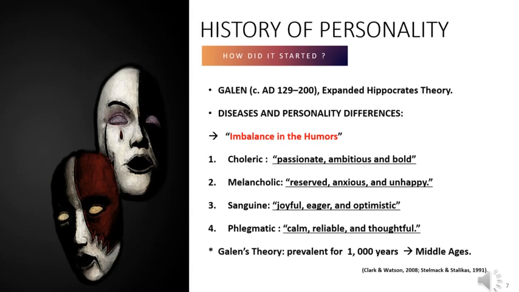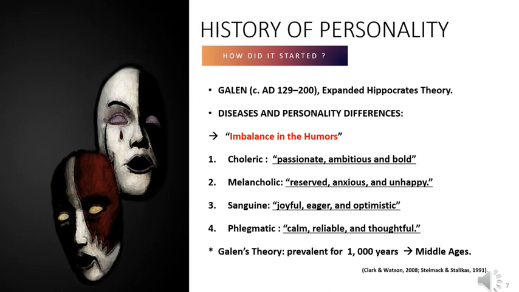Centuries later, the influential Greek physician, surgeon and philosopher Galen, expanding on Hippocrates' theory in his dissertation De Temperamentis, created the first typology of temperaments. He described that both diseases and personality traits could be explained by imbalances in the humors of the body, and that each person exhibits one of the four temperaments.